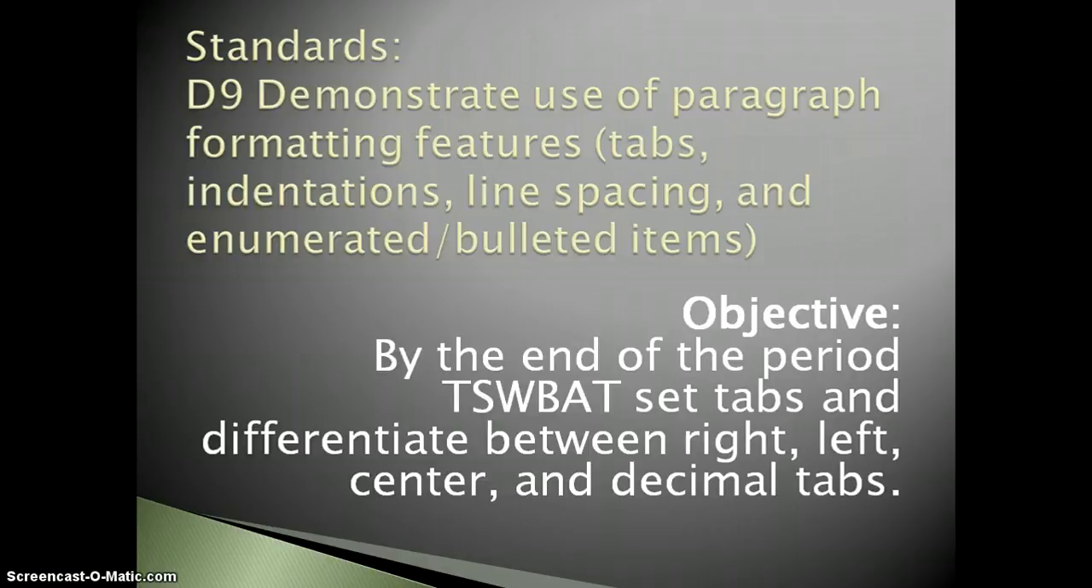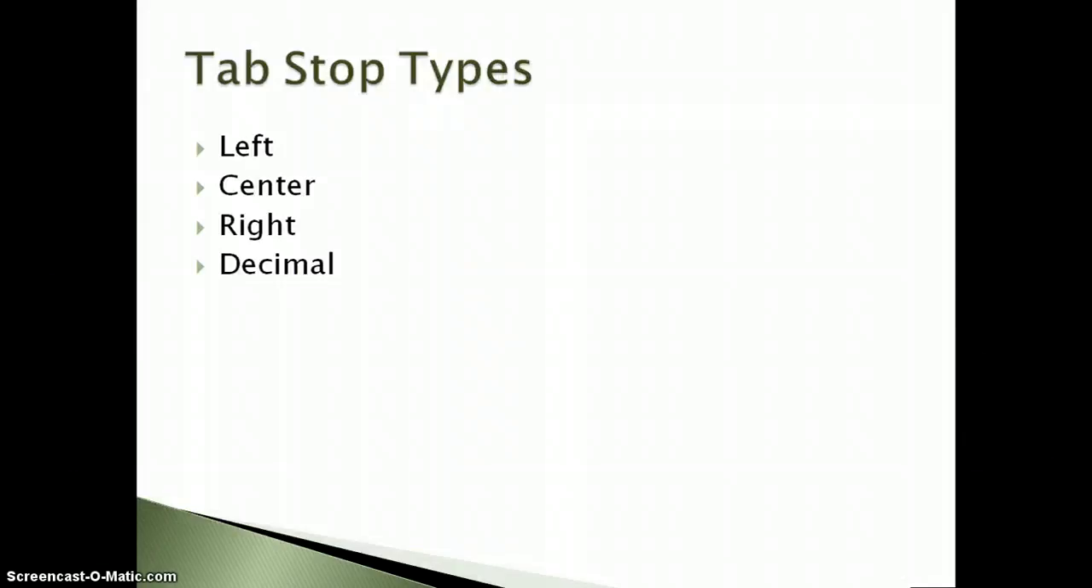The objective is by the end of the period, the student will be able to set tabs and differentiate between the right, left, center, and decimal tabs. There are four kinds of tab stops that we're going to work with in this lesson: the left, center, right, and decimal tab stops. So let's see what they look like.